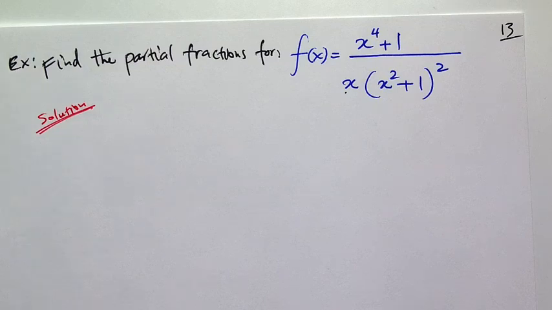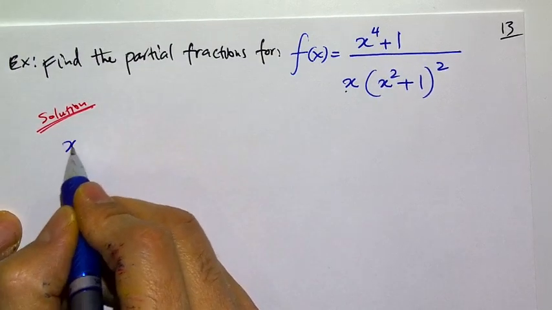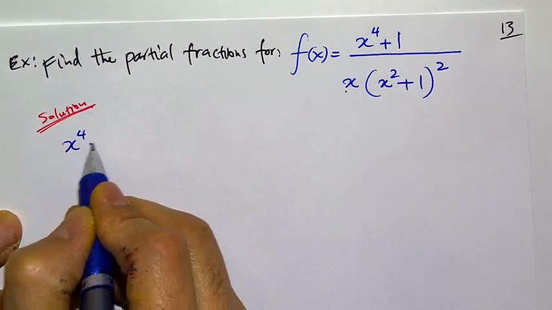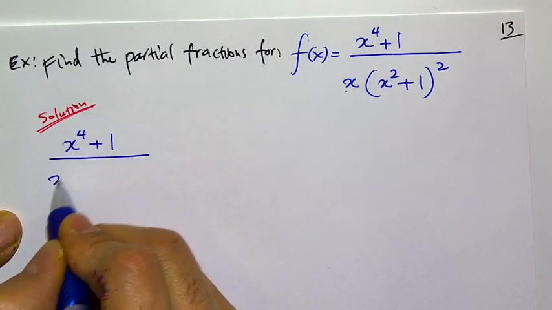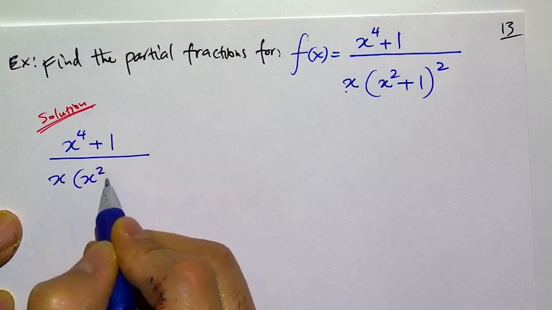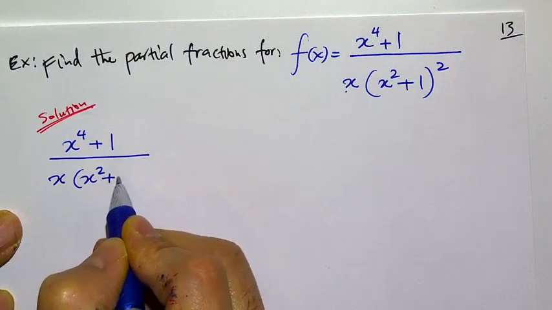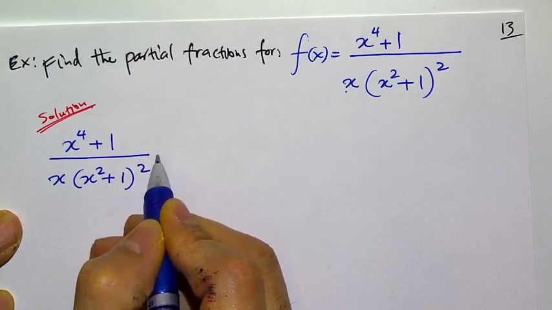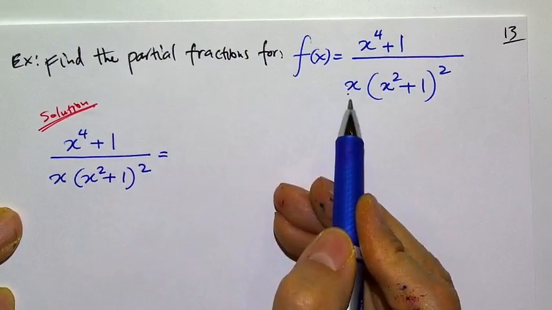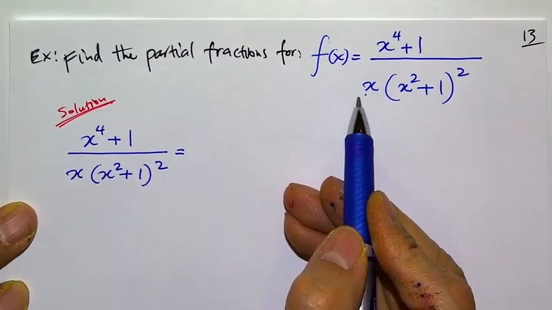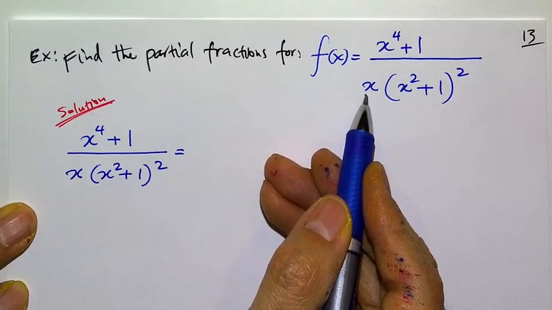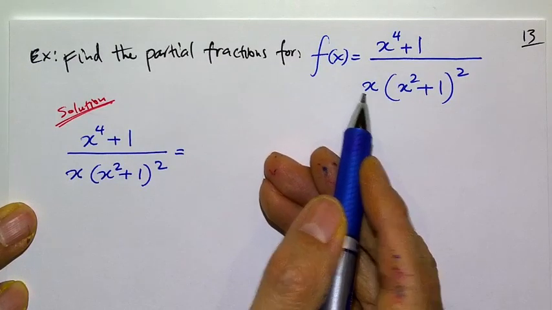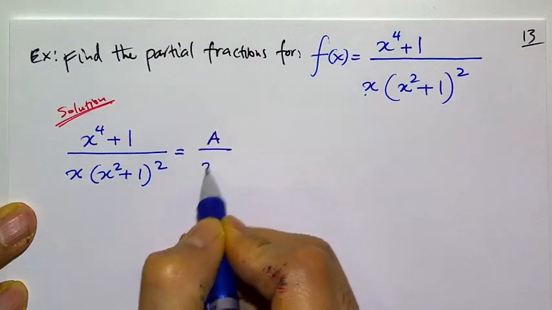And we start with what we have: x to the 4th plus 1, divided by x times (x squared plus 1) squared, equals... For this linear factor, do you remember what the format is for linear factors? It's just A over x.